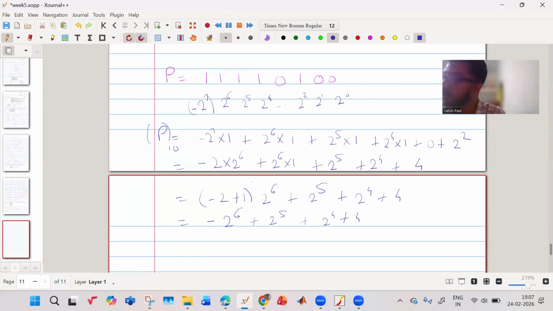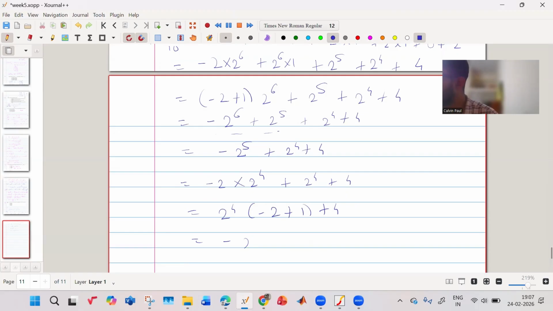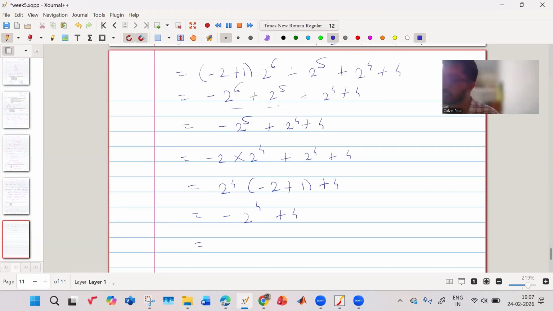If you further proceed, minus 2 to the power 6 plus 2 to the power 5 is actually minus 2 to the power 5 plus 2 to the power 4 plus 4, right? And let me just do a simple one. So the minus 2 into 2 to the power 4 plus 2 to the power 4 plus 4. So that is 2 to the power 4 into minus 2 plus 1 plus 4. So that is equal to minus 2 to the power 4 plus 4. So what is minus 2 raised to 4? 2, 4, 8, 16, 32. So it is minus 32 plus 4.